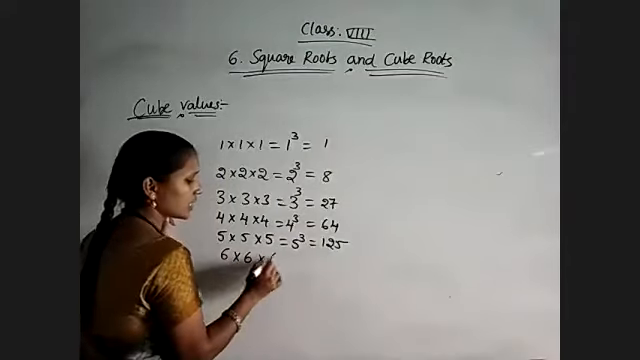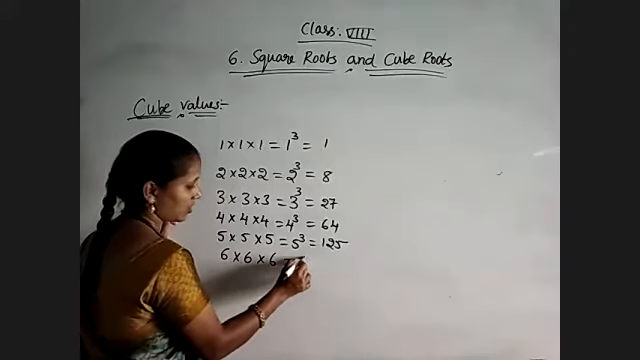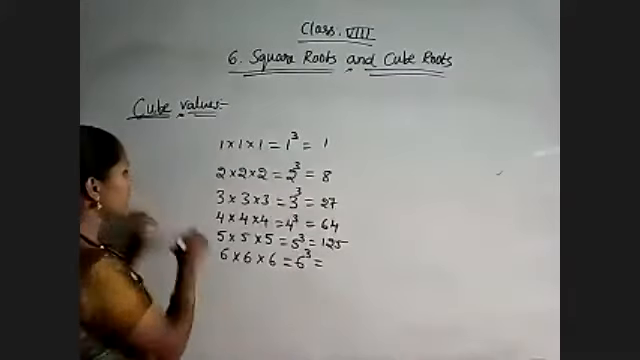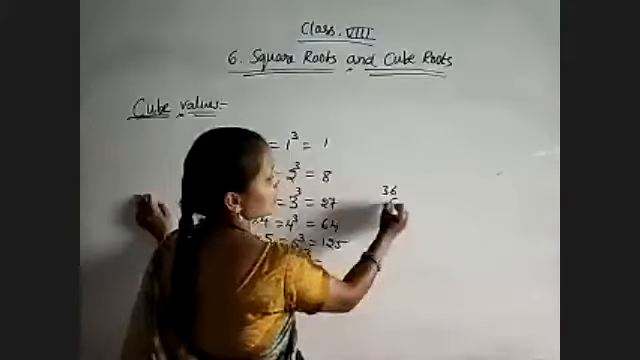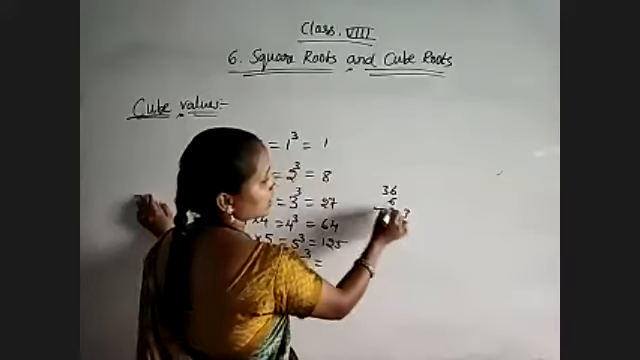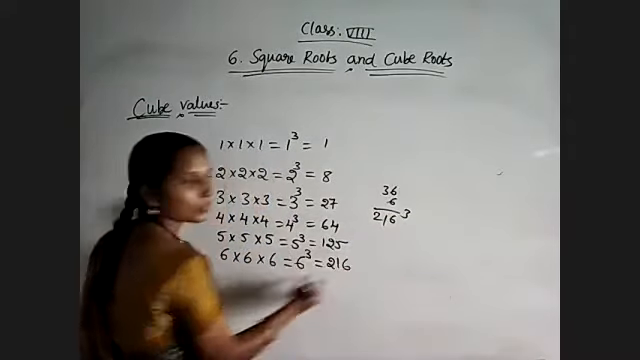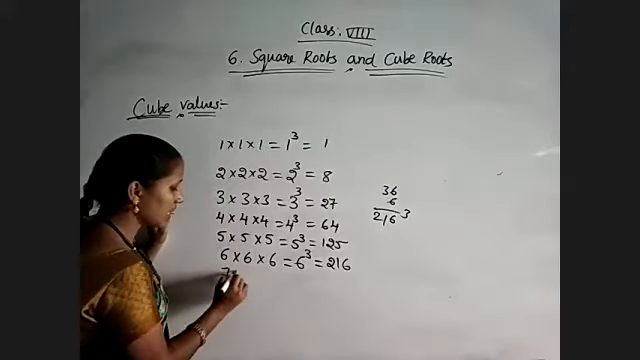6 6s are 36. 36 into 6 we must do. 6 to the power of 3 is equal to... So 36 into 6, find out what is the cube value of 6. 6 6s are 36, 6 3s are 18 plus 3, 216. Like that only 7 cube.